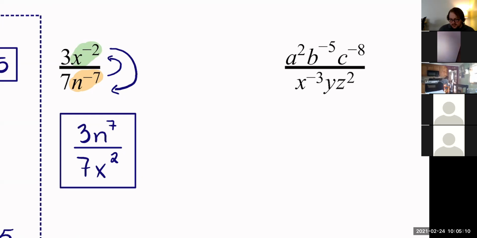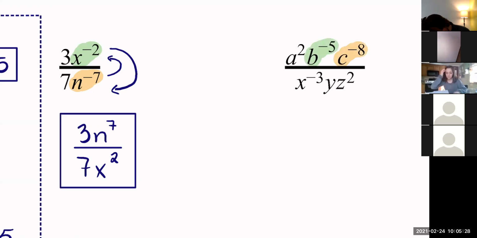Okay. Last one here. How many negative exponents do you see? 3. Okay. Call one out. You can attach the base if you want. The b to the negative 5. B to the -5. So that's going to need to be addressed. What else do you see? C to the -8.